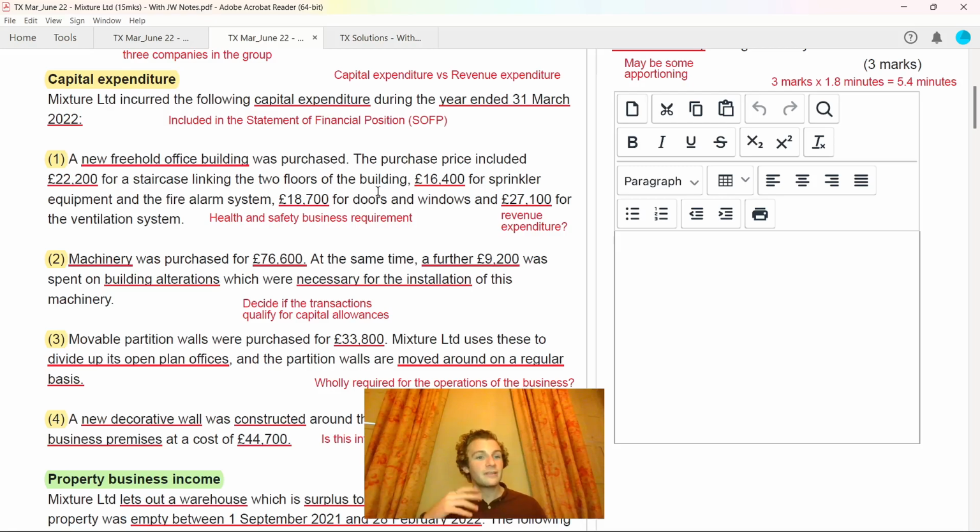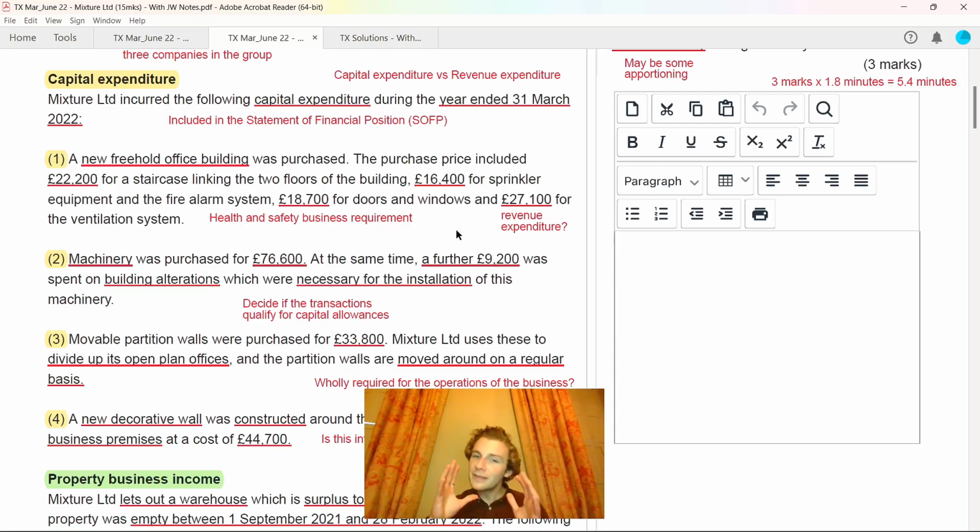So what we have here is, first of all, a new freehold office building was purchased. We're given the purchase price of $22,200, which included a staircase linking the 2 floors of the building. That was the $22,200. $16,400 was for sprinkler equipment and the fire alarm system, $18,700 for doors and windows, and $27,100 for the ventilation system on there. And again, you've got to be thinking these elements are going to be included in the statement of financial position. If they're capitalised, that's where they'll go in the assets.